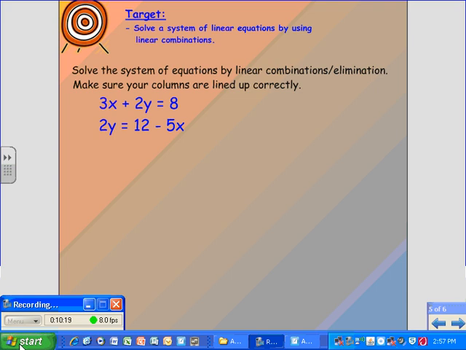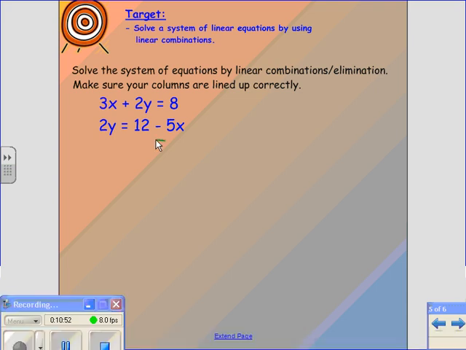So in our next system, we have 3x plus 2y equals 8, and then in our second equation, we have 2y equals 12 minus 5x. Now, you should be noticing something about that second equation, and hopefully you have figured out that the columns are not lined up. So before we start to solve anything or eliminate anything, we have to line up those columns. So the easiest thing to do, if I look at that second equation, we're going to have to bring that negative 5x over to the left-hand side on the left of the equal sign.